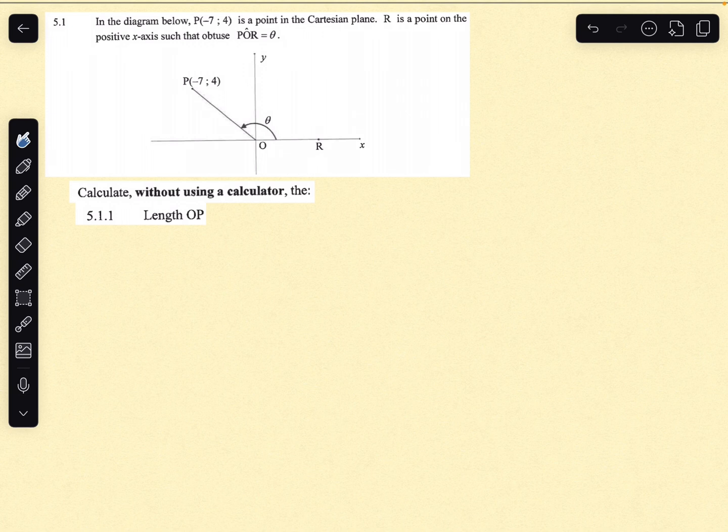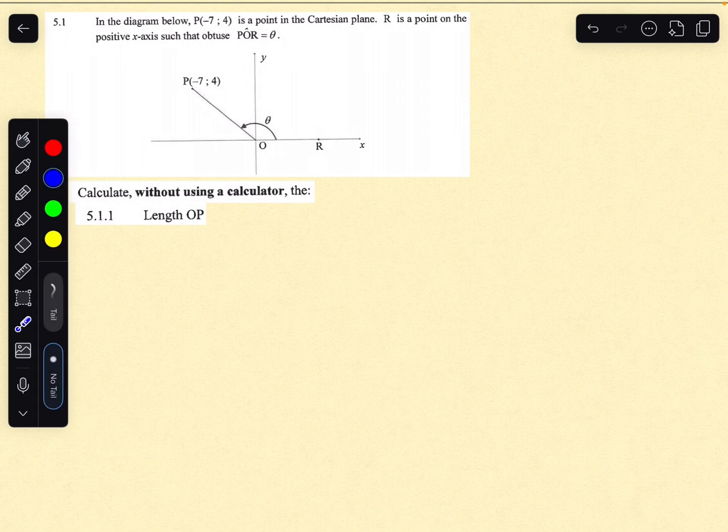first time. Right. In the diagram below, we have the point P with coordinates -7 and 4. It is a point in the Cartesian plane. R is a point on the positive x-axis such that the obtuse angle POR is theta. Okay, and obtuse is telling us that this angle is between 90 degrees and 180 degrees in size. So it was also suggested by the diagram, but yeah, it's always better to have these things confirmed explicitly, right? Not just relying on the diagram. Right. So that tells us that it's in the second quadrant. I mean, we knew that because of the coordinates of P, but yeah, more confirmation of clues is great.